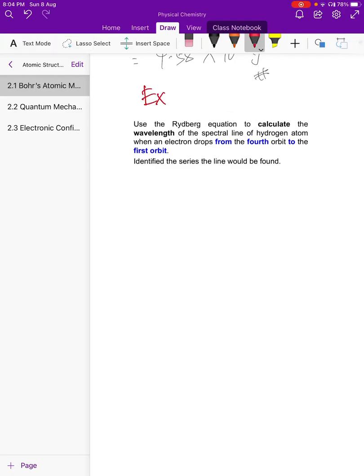We look at the next example. Use the Rydberg equation to calculate the wavelength of the spectral line of the hydrogen atom when an electron drops from the fourth orbit to the first orbit. Identify the series the line would be formed.